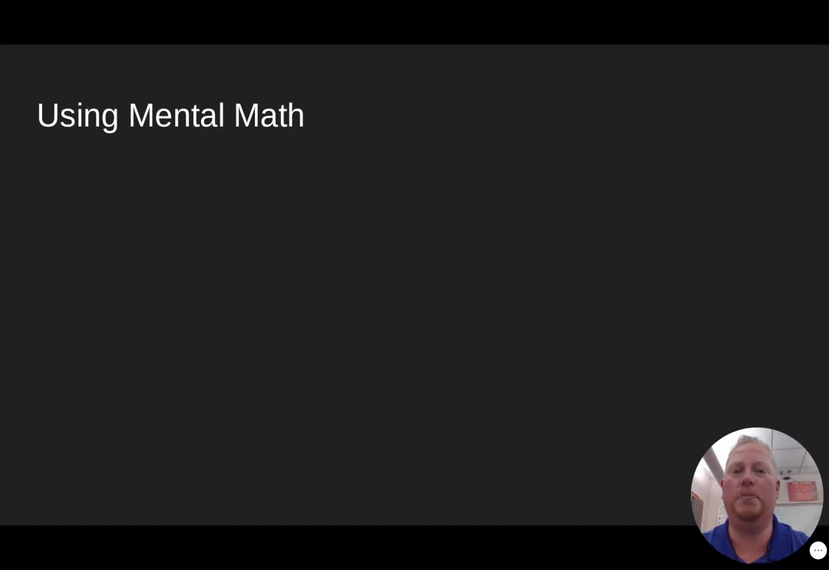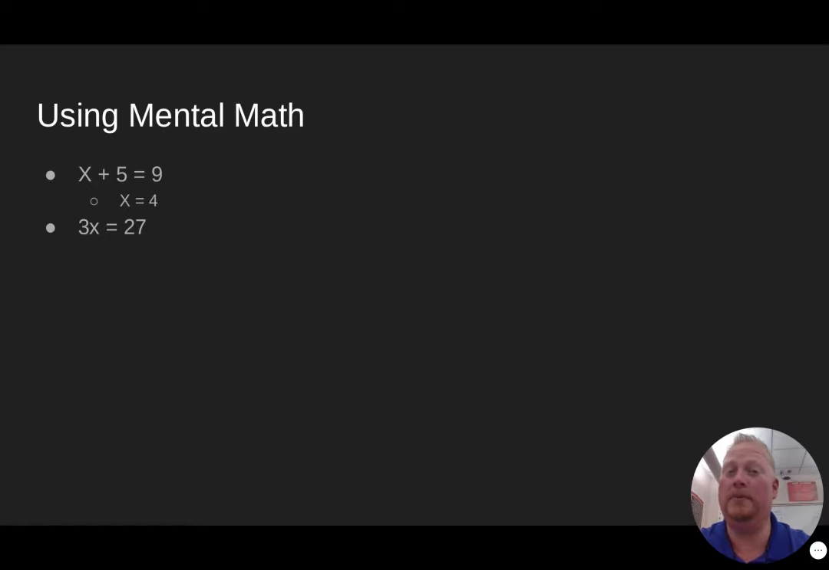For simple equations, we can use mental math to find the answer. So for instance, for this simple equation, x plus 5 equals 9. We can simply ask ourselves, okay, so there's one number that when I add 5 to it, it gives me 9. You could probably figure that out pretty easily. You know that x equals 4.